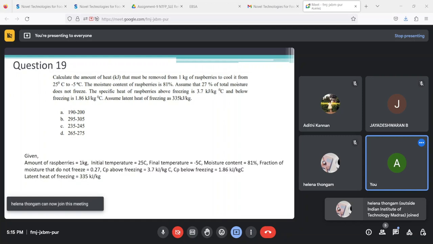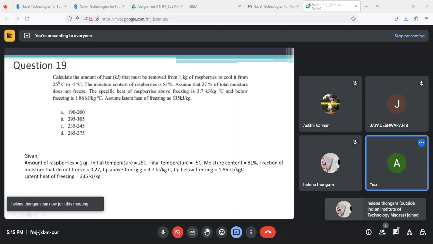So given here, the amount of raspberries, that is the mass, is equal to 1 kg. Initial temperature is 25 degrees Celsius. Final temperature is minus 5 degrees Celsius. Moisture content is 81%. The fraction of that moisture that does not freeze is 0.27. So the fraction of moisture that does freeze is 1 minus 0.27, which is 0.73. Hope this is clear. So you can apply the latent heat of freezing only to the moisture that is able to freeze. That is equal to 0.73, that is 1 minus 0.27.